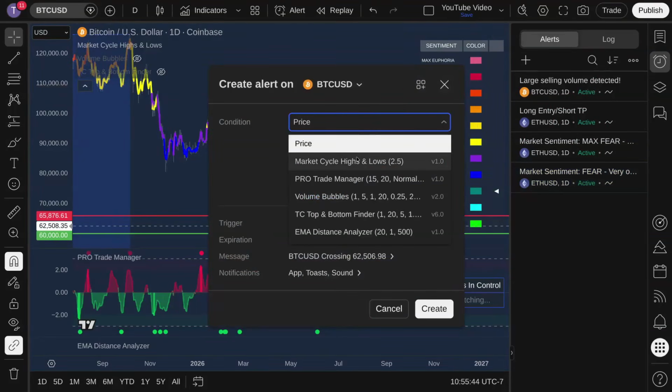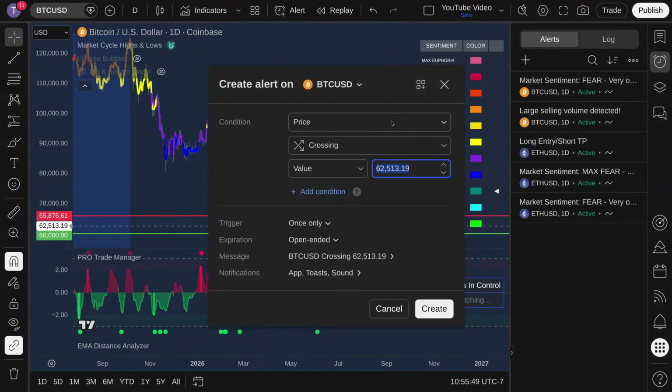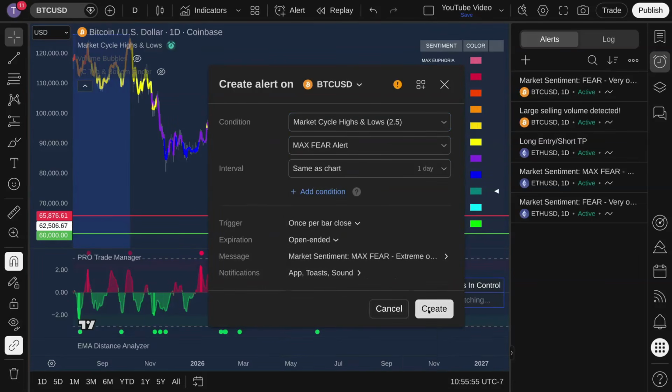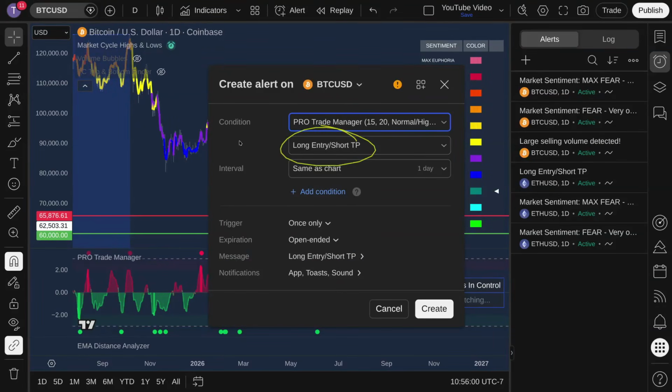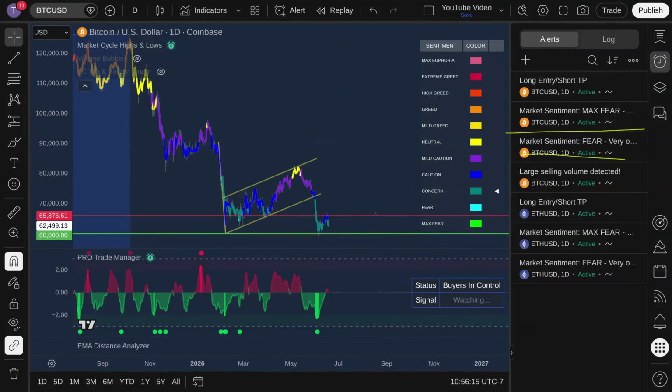Create alert. Market cycle highs and lows, fear, once per bar close, and click create. Next alert, market cycle highs and lows, max fear, once per bar close, and click create. Last alert, Pro Trade Manager, long entry short take profit, once per bar close, and click create. Fear and max fear will let you know when fear or max fear has appeared on your chart. Long entry short take profit lets you know a green dot has appeared. If you get both of these at the same time, either fear or max fear with a long entry short take profit, you've just found a local bottom within the market cycle bottom zone.